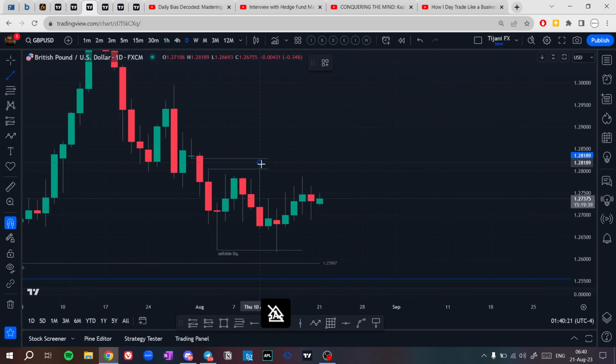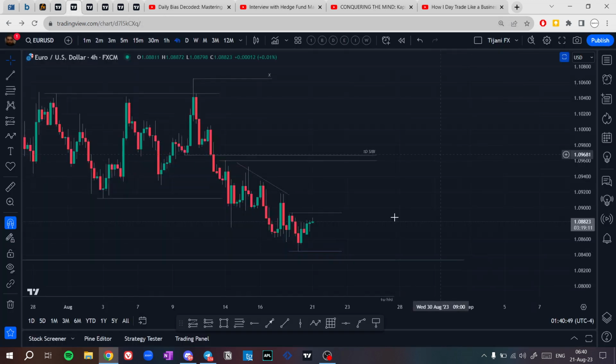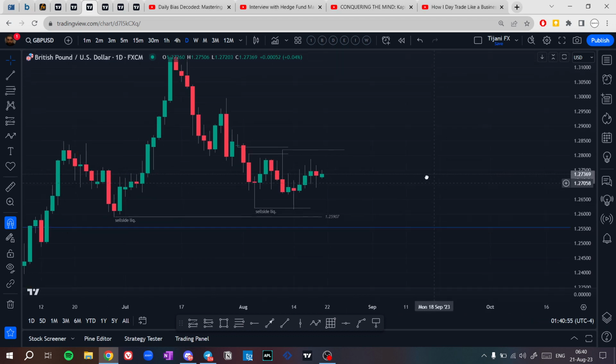And I want to see either price check these equal highs here, then a continuation higher, or price drop lower to check the sell side liquidity, then a continuation higher, or maybe price checks the buy side liquidity first, then drops to check the sell side liquidity to continue higher. Otherwise, I'm waiting for more information. If I wanted to trade cable, I have fiber, I have a clear bias on the fiber, so I'm waiting for that. Here, let's wait for more information.